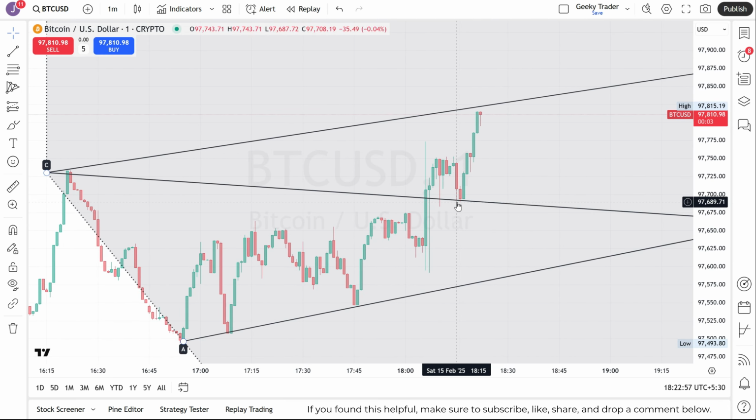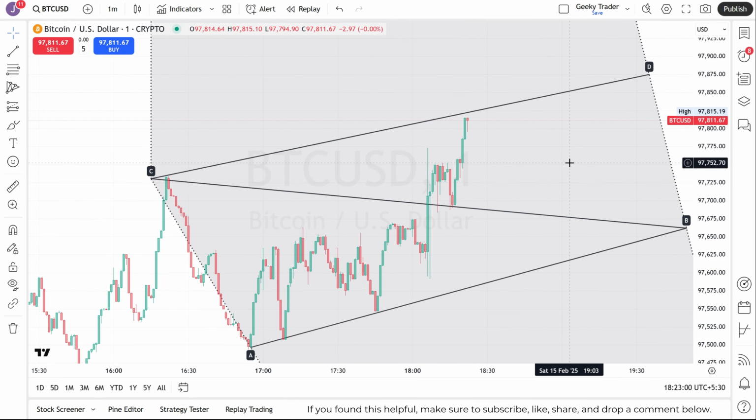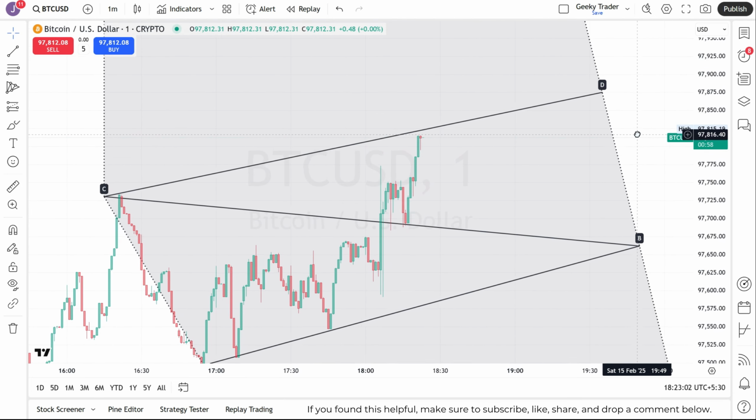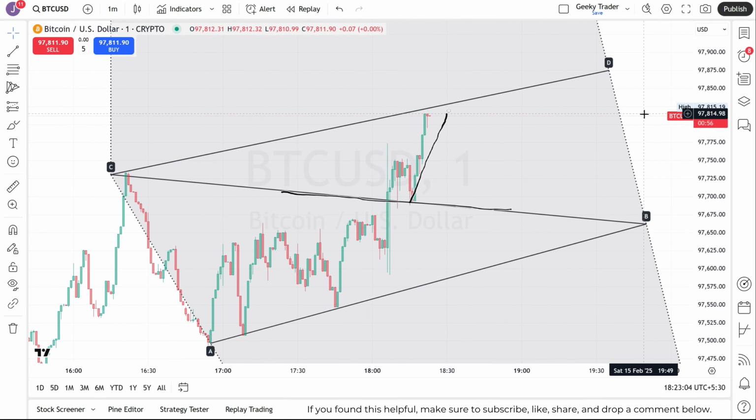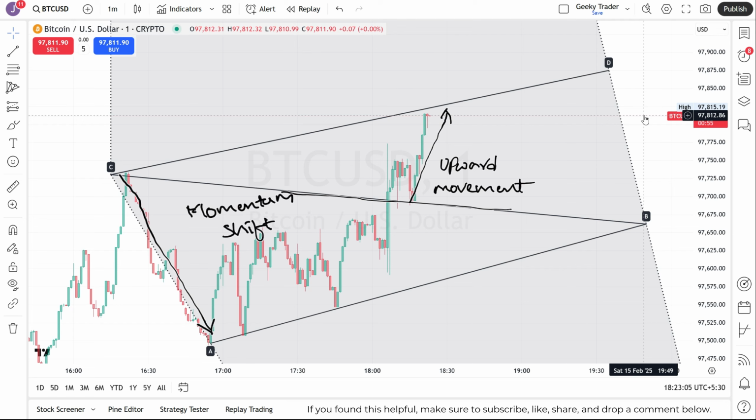Now, take a look at the chart. You can clearly see how the price is behaving within the pattern. When the price breaks out, it signals a potential strong move in one direction. When the price reverses, it tells us that the trend might be shifting. By analyzing these movements, you'll start to notice a pattern in how the market reacts.